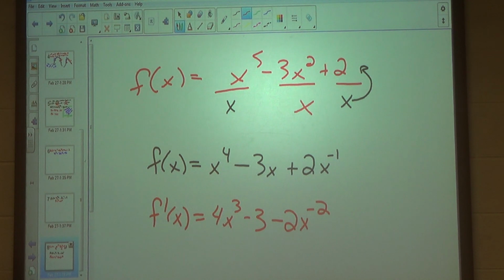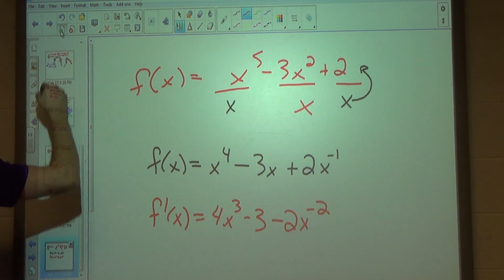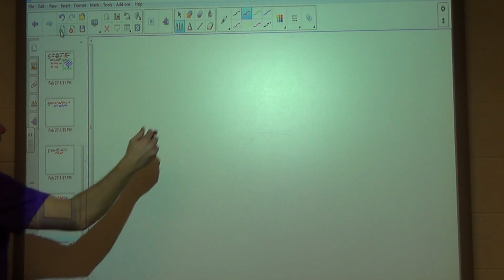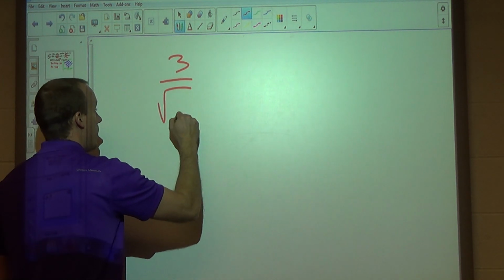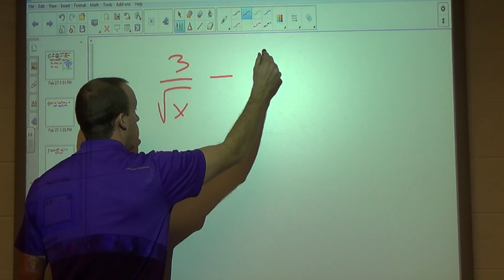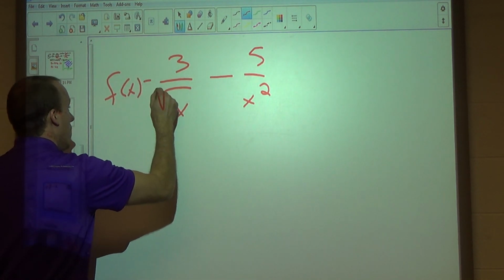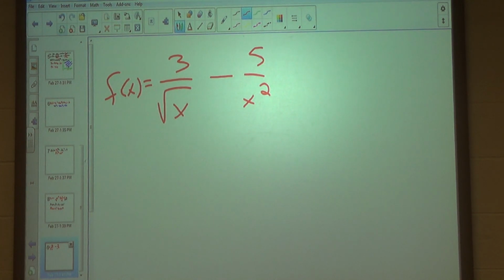Alright, one last one of these, and then we'll do a couple long ones so we understand how to do those. I think you guys know how to do these. Let's say I have 3 over the square root of x minus 5 over x squared. Find the derivative of this.